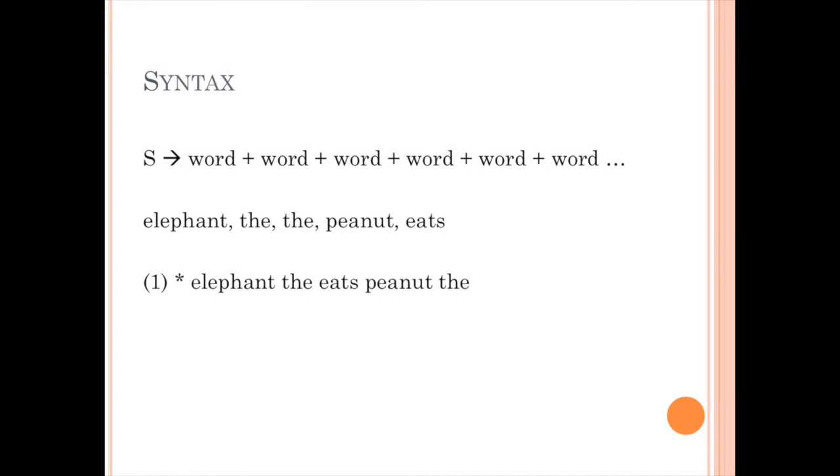If sentences just consisted of words, and if elephant, the, peanut, and eats are all words, then elephant the eats peanut the would be a sentence. In English, it is not. So we need to look for a clearer way of explaining what a sentence is. By the way, when you see an asterisk, remember that the asterisk indicates that the sentence that follows is ungrammatical.